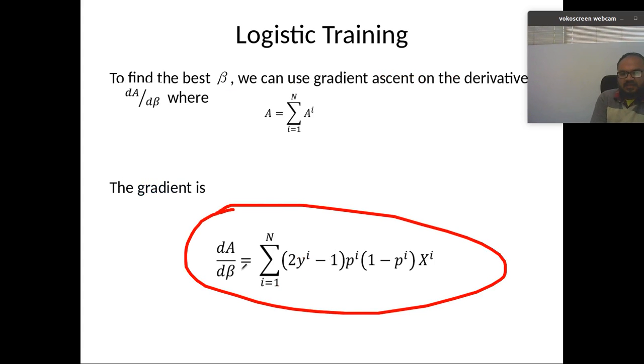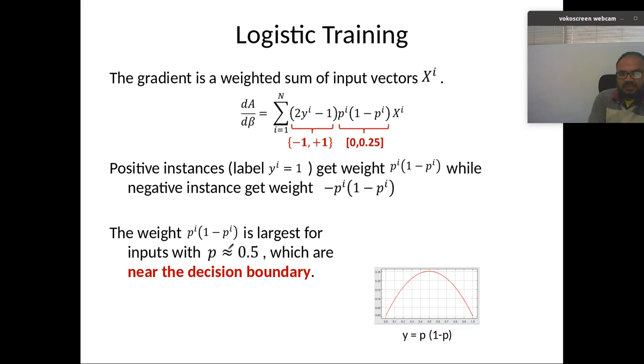and we want to find out the value for this gradient which maximizes a, so that way you can equate it to 0.